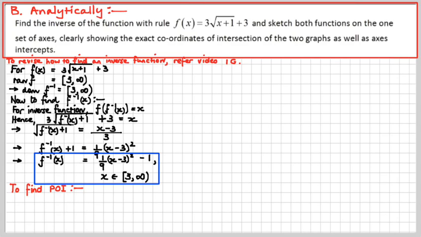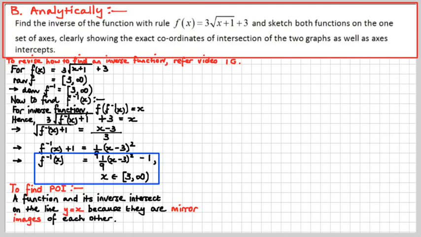Now we're going to find the points of intersection. There's a really big booby trap in this, and I'm going to show you. The way this worked out was very fortuitous, because I'm going to show you the dangers of trying to solve things for x when you've had to square both sides first. A function and its inverse intersect on the line y = x, because they are mirror images of each other. If one hits the line y = x, the other is going to hit it at exactly the same spot. That's just a property of mirror images, otherwise they wouldn't be mirror images.